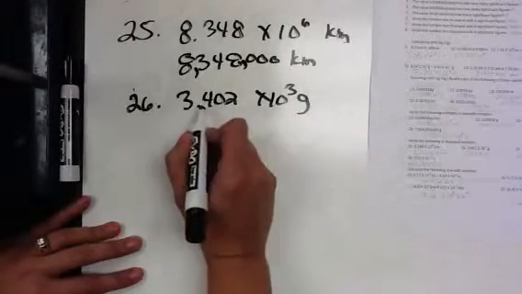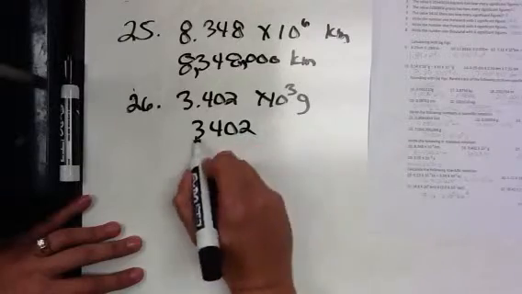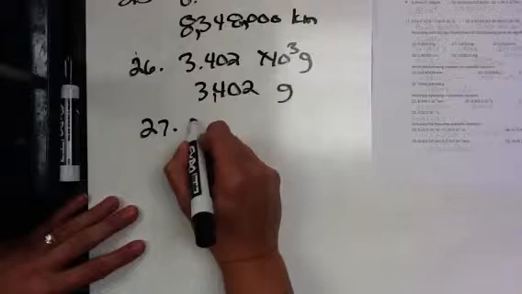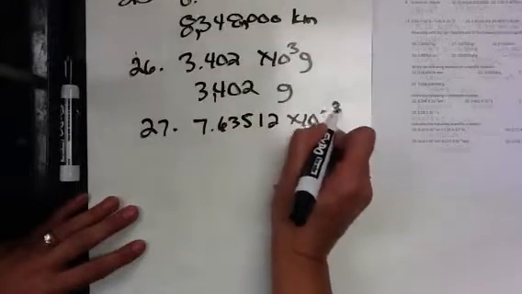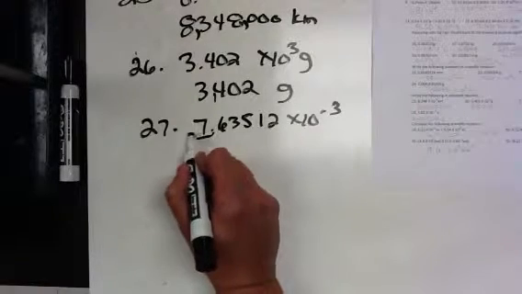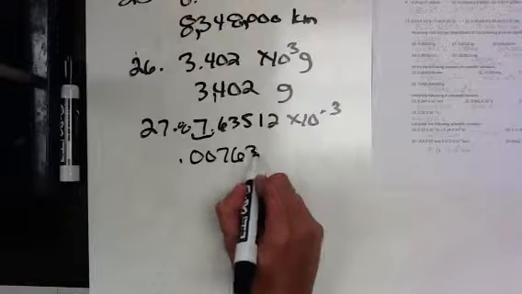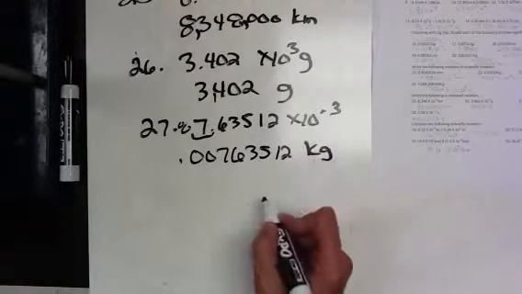Number 26, we had 3.402 times 10 to the 3rd grams. If I'm going to go to the third, I'm going to go 1, 2, 3: 3,402 grams. Number 27, we have 7.63512 times 10 to the negative third. If I'm going negative, I'm going back 1, 2, 3. So I'm going to have 0.007633512. And the label on that one was kilograms.